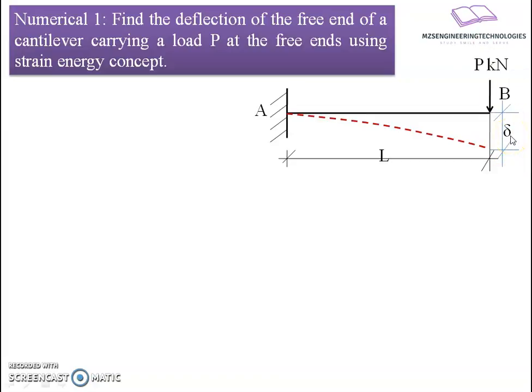For that, let us consider a section XX at a distance X meter from the end B, and find the moment at this section. The moment at this section with reference to point B will be P into X. Since the section is towards the left-hand side, the sign convention will change here. So clockwise will be assumed as negative and anti-clockwise as positive. So the moment at section XX is equal to minus P into X.